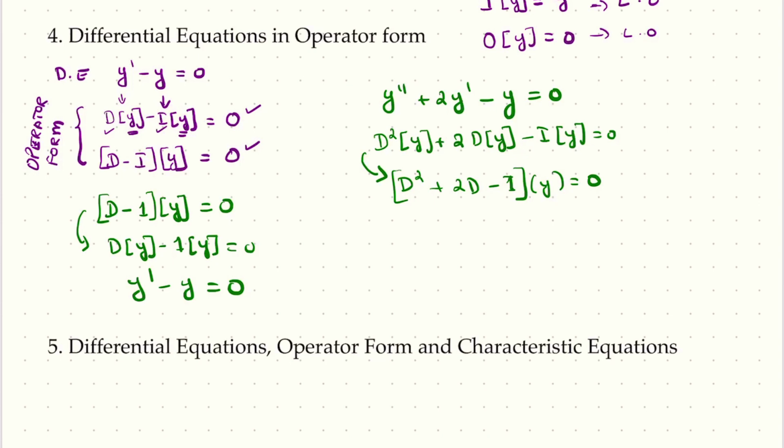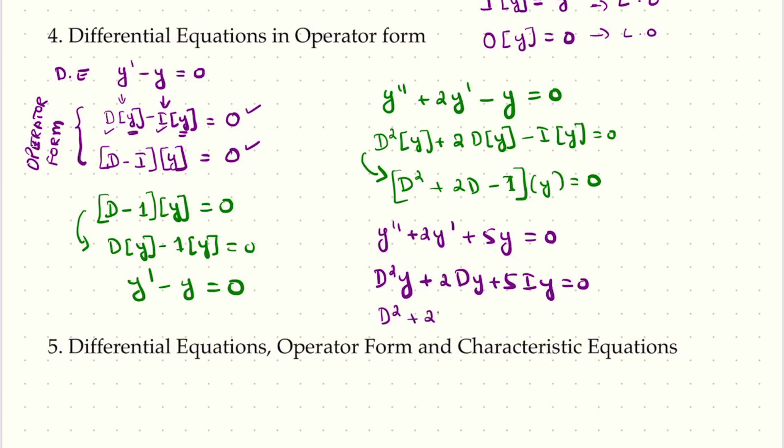Let's take a look at another one. So how do you write this one? y double prime plus 2y prime plus 5y equal to 0. How do you do that? Well, you can say this is D squared y plus 2Dy plus 5Iy equal to 0. This we can say is D squared plus 2D plus 5I of y equal to 0.